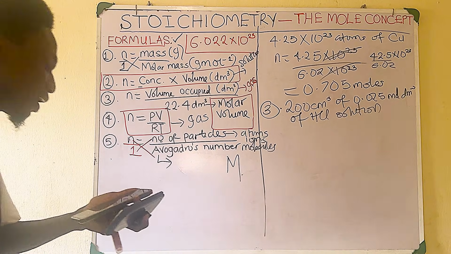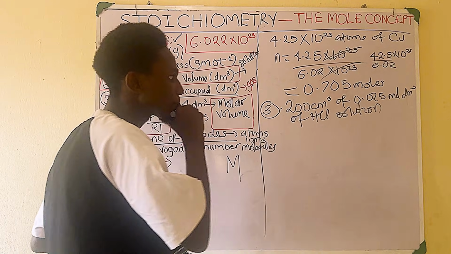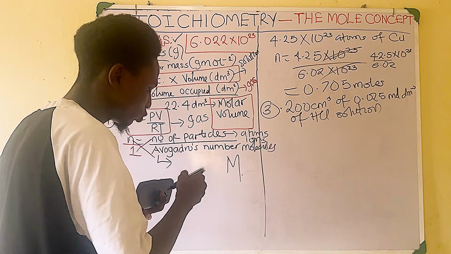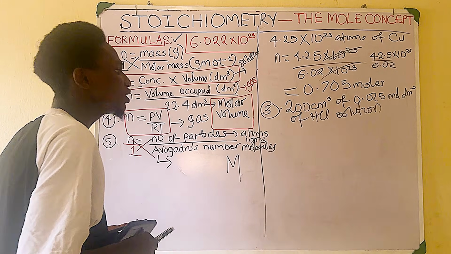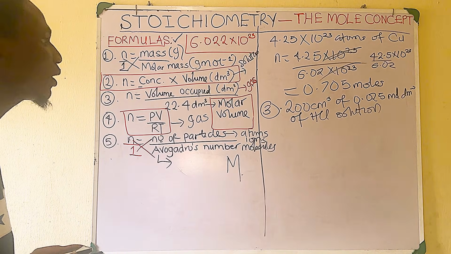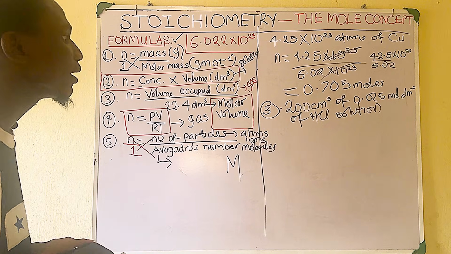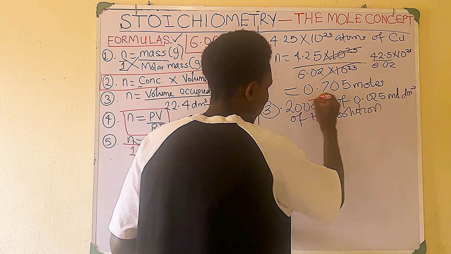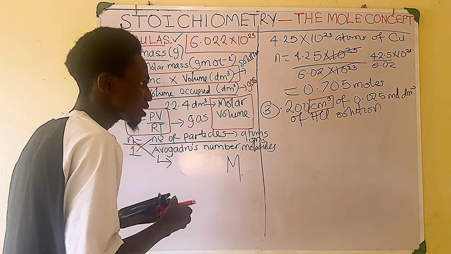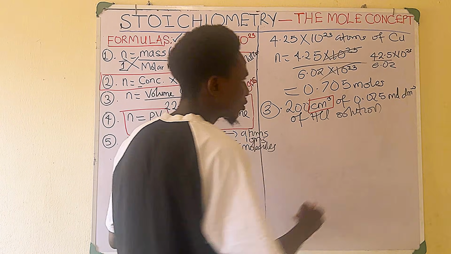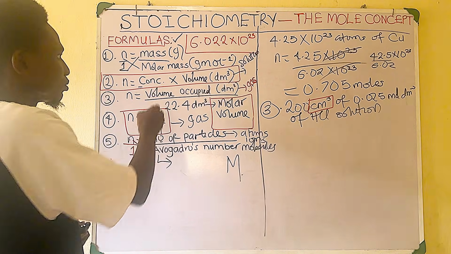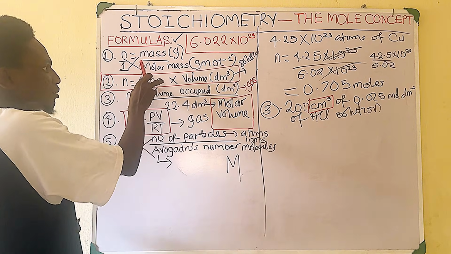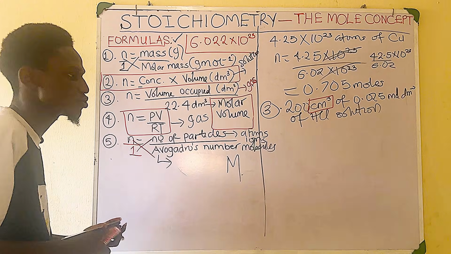So it says calculate the number of moles. What do you do now? Our formula is concentration times volume. Quickly check what unit was given for volume. It was cm cube, so we have to convert. We cannot use cm cube because our concentration is given in mole per dm cube. Like I told you, they're going to give you concentration, and they already gave it as 0.025 mole per dm cube. Concentration is in mole per dm cube in these questions.